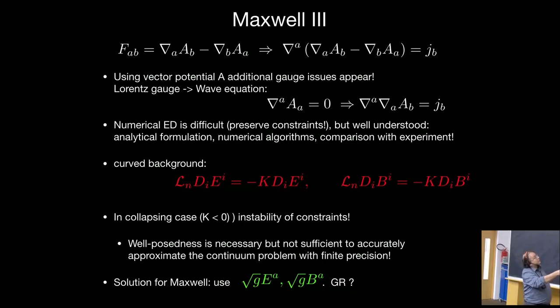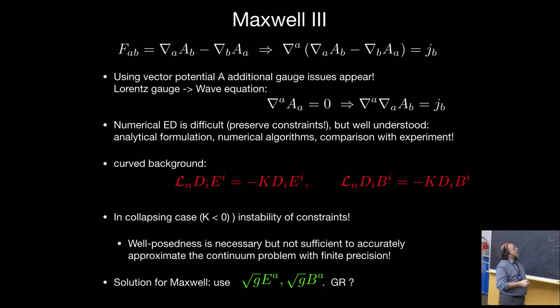So K here is the trace of the extrinsic curvature, and in a non-flat space-time, or even in Minkowski space, if you choose a non-flat slice, that's not zero. This has some value. If your slices are locally collapsing, then K is negative. And you can see that then the constraint quantity is proportional to itself with a positive constant, and so it's going to grow exponentially. Okay? So this can never work numerically. You just drift away exponentially from your constraint surface, and things go very bad. So you have a well-posed problem, but it's not practical to solve.